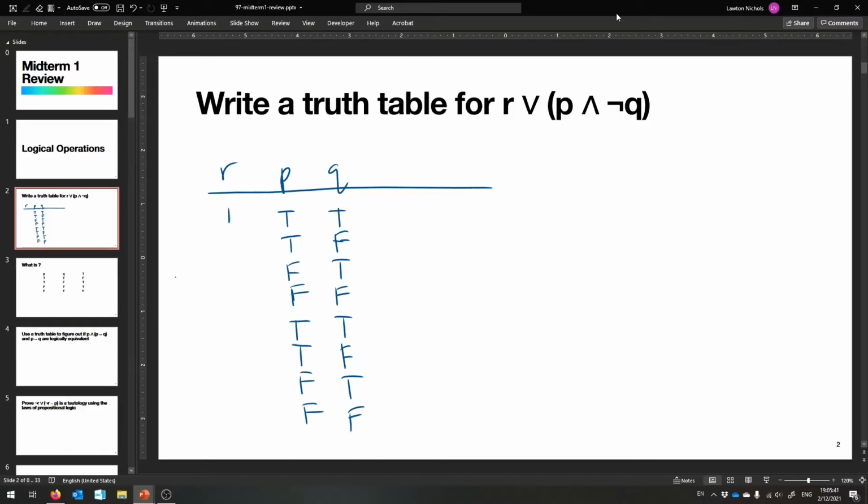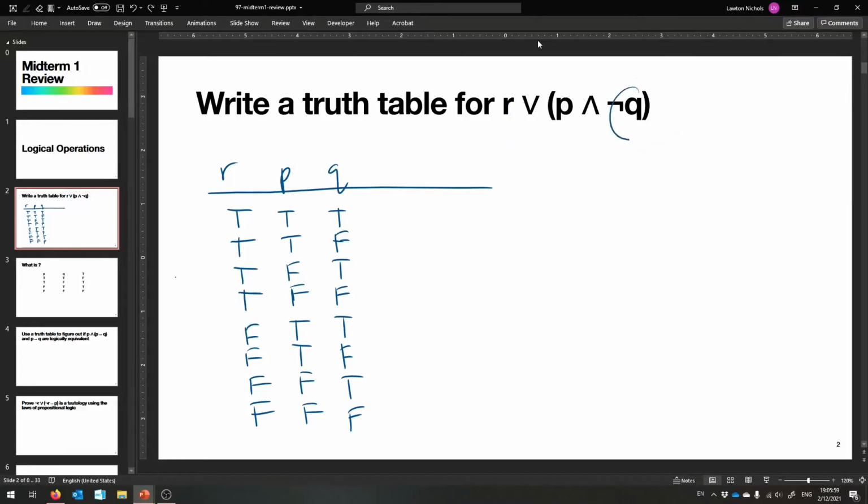And then we alternate half as much as that column, or that row. True, true, true, true, false, false, false, false. Okay, so that's R and P and Q. And now let's combine all these things.